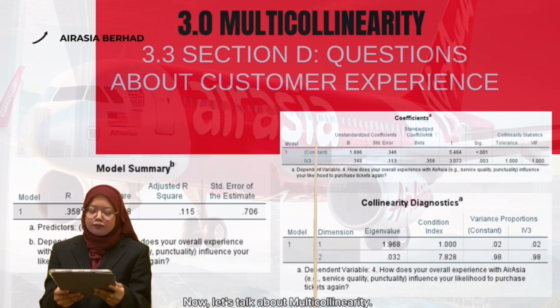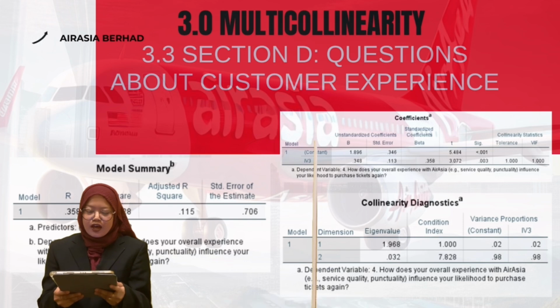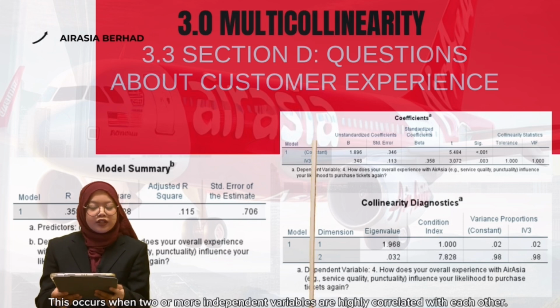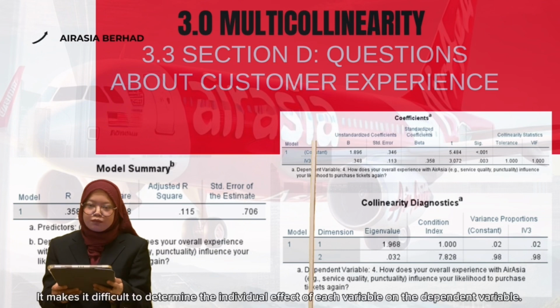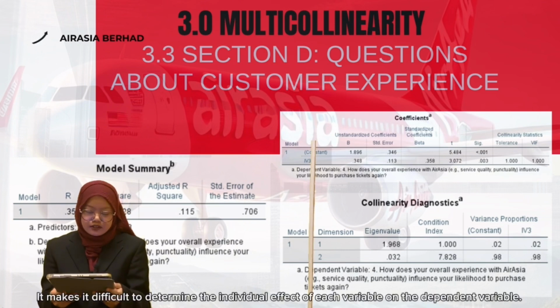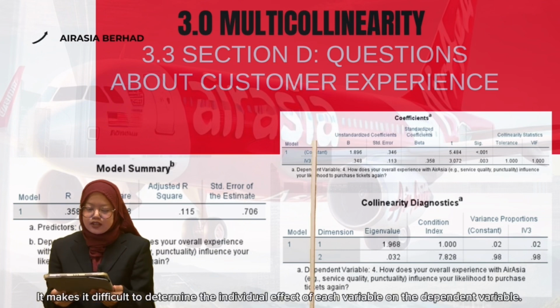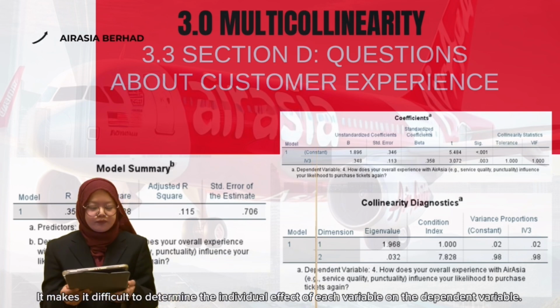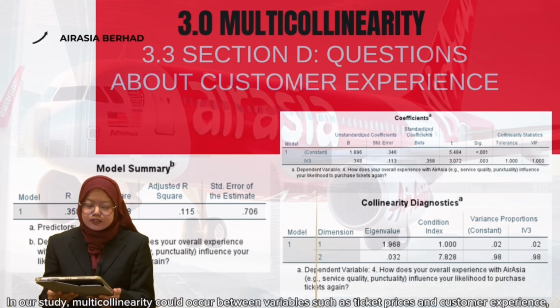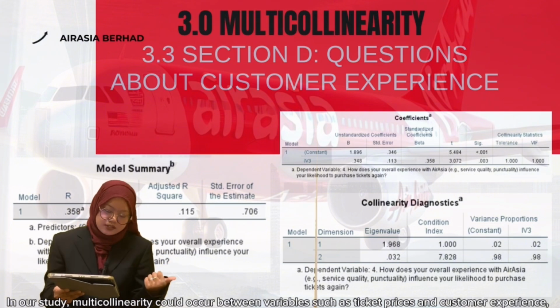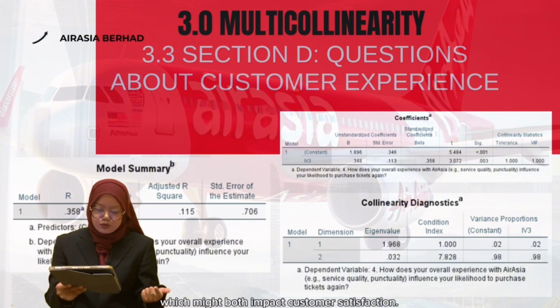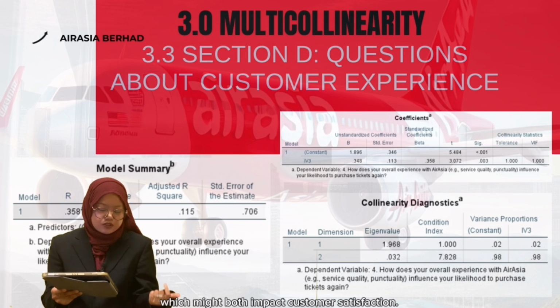Now, let's talk about multicollinearity. This occurs when two or more independent variables are highly correlated with each other. It makes it difficult to determine the individual effect of each variable on the dependent variable. In our study, multicollinearity could occur between variables such as ticket prices and customer experience, which might both impact customer satisfaction.